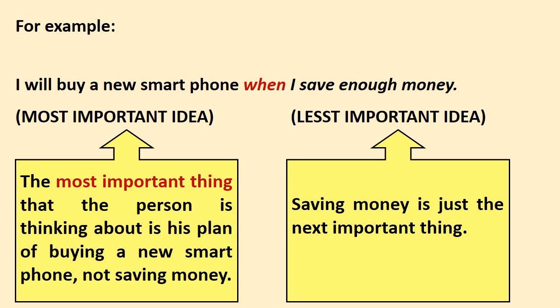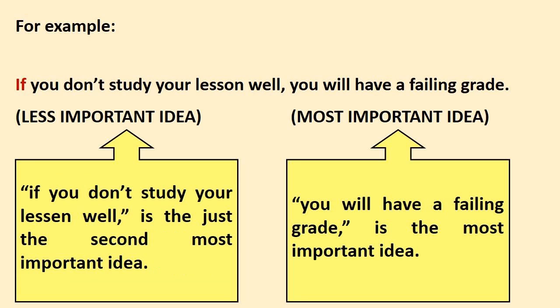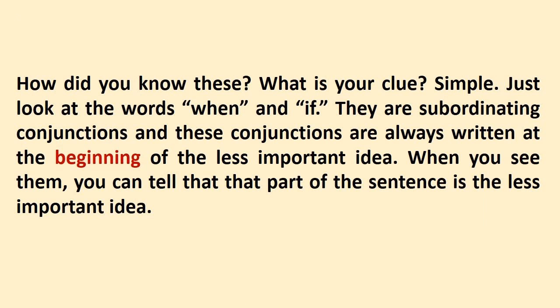The most important thing that the person is thinking about is his plan of buying a new smartphone, not saving money. Saving money is just the next important thing. If you don't study your lesson well, you will have a failing grade. You will have a failing grade is the most important idea, while if you don't study your lesson well is just the second most important idea.